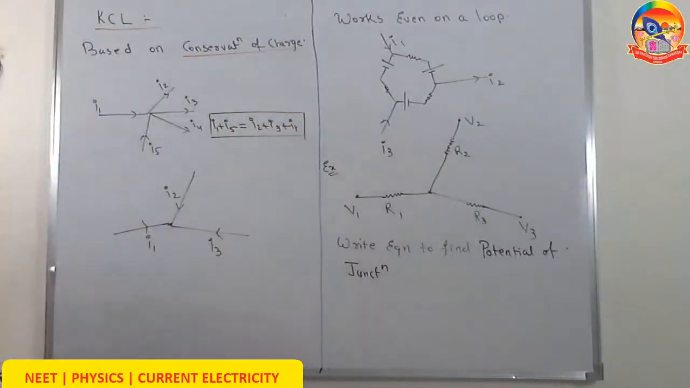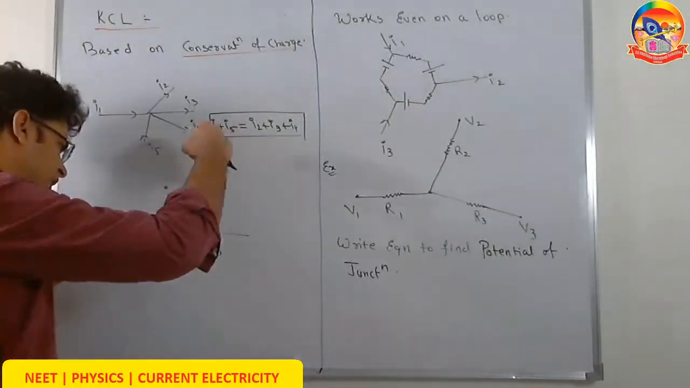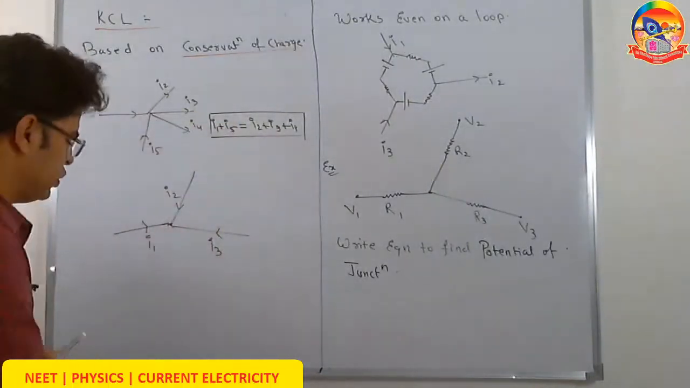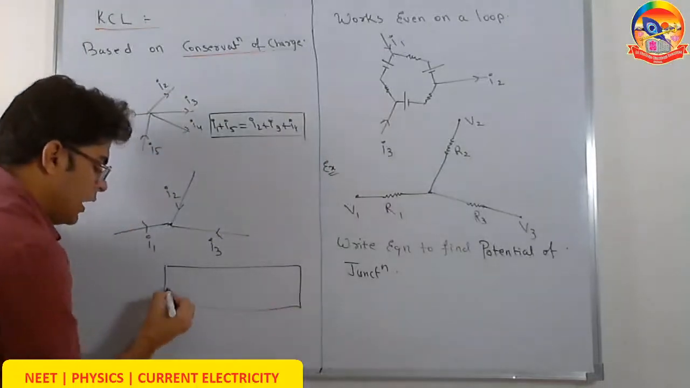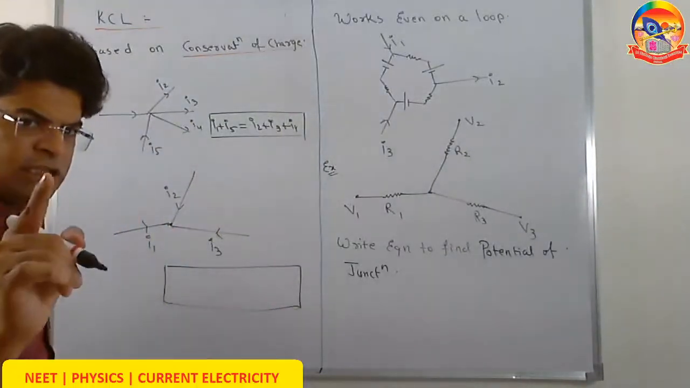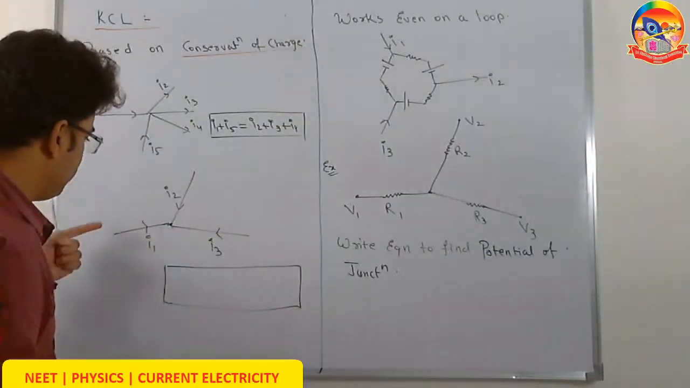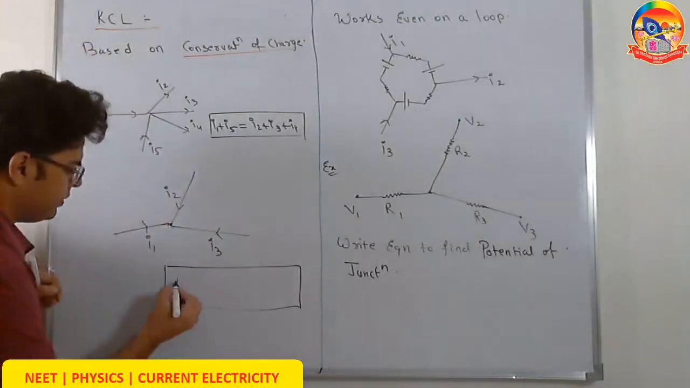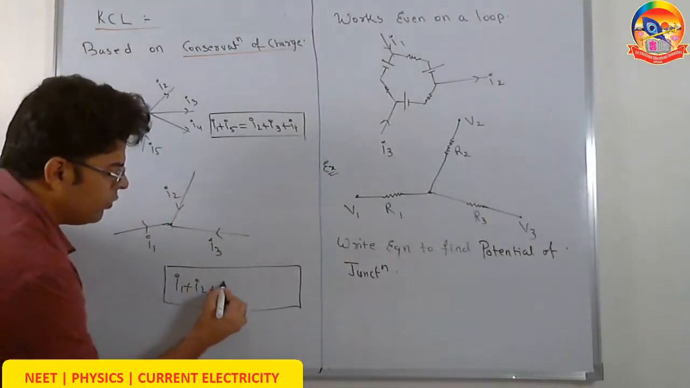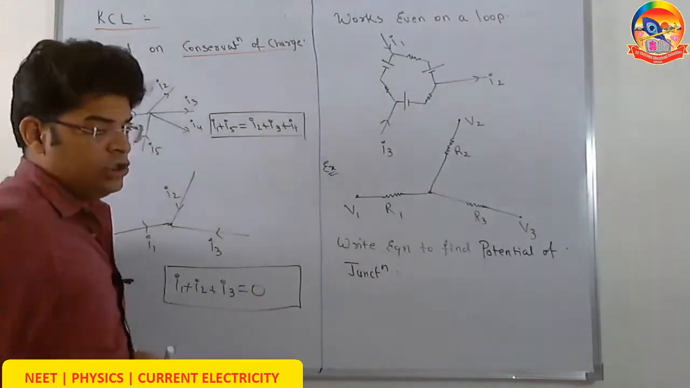But what if in some question we find all the currents coming towards the junction? Don't worry. Simply think of law. The current coming towards the junction must be equal to current going away. Current coming towards junction I1 plus I2 plus I3. Current going away 0. So I1 plus I2 plus I3 should be equal to 0.